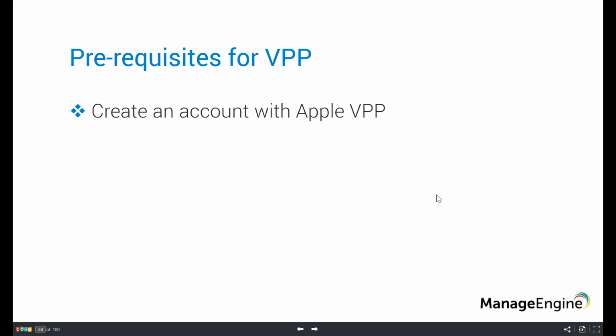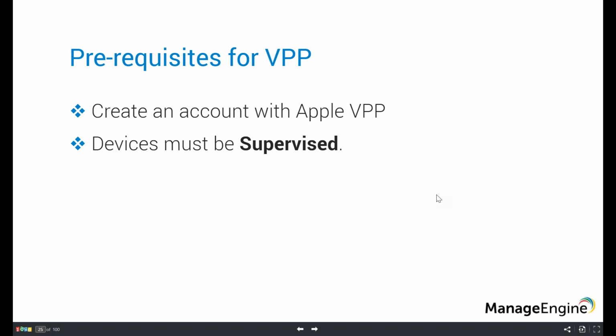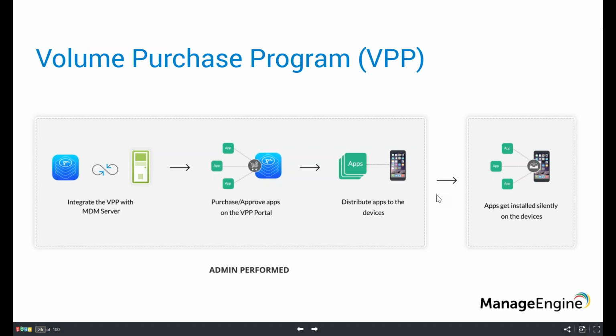First, we'll be looking at Apple Volume Purchase Program or VPP. Before we start off, there are certain prerequisites for VPP. First, you need to create an account with Apple VPP. This account is used for approving apps that are to be installed on the device. The second requirement is that the devices must be supervised. Supervision provides the administrator with additional control. Supervision can be done on iOS devices using Apple Configurator as well as DEP as seen in the previous training session.